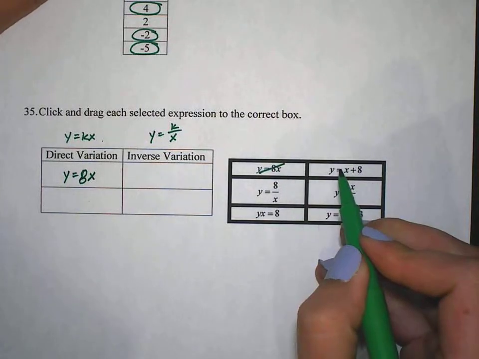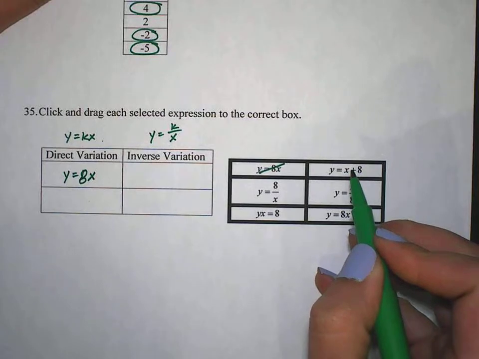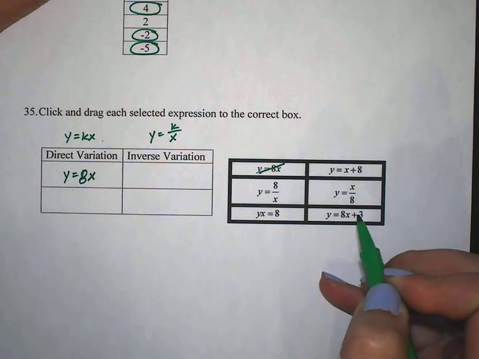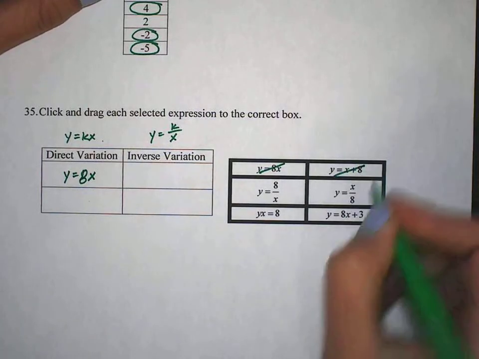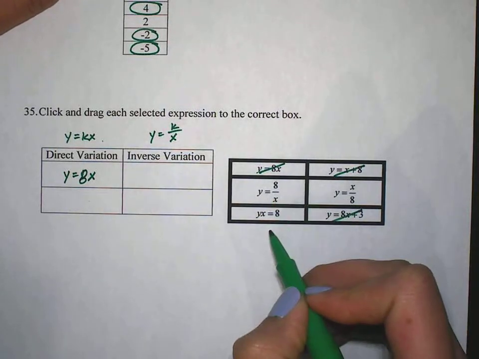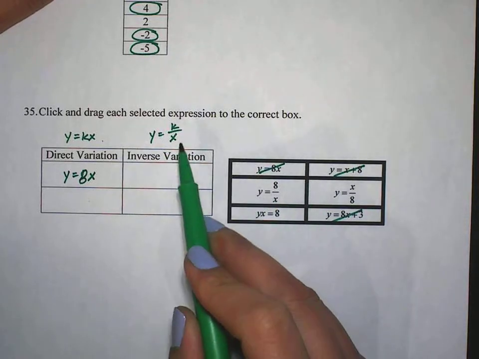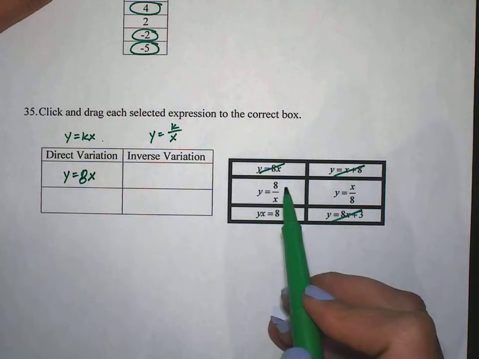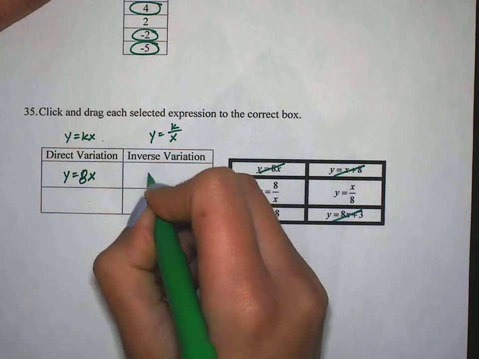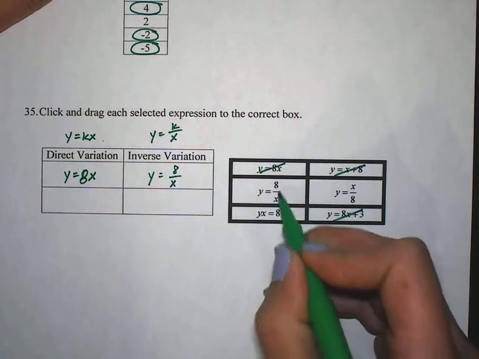Now, the other thing that I see is, remember, variation goes through the origin, so you're not going to have anything where it's being added or subtracted a number. So here I can cross out these 2. So I have 3 spots left, and I have 3 choices left. Okay, so if I look here, y equals a number divided by x, well, there it is. Y is equal to 8 divided by x. And cross that out.